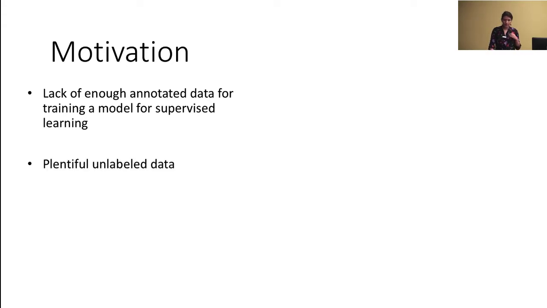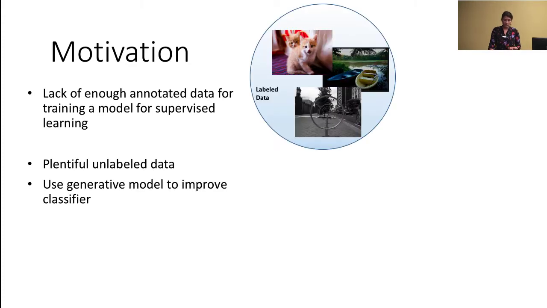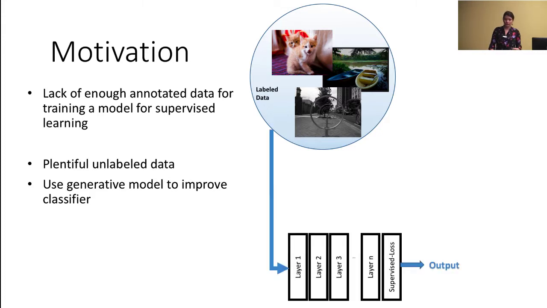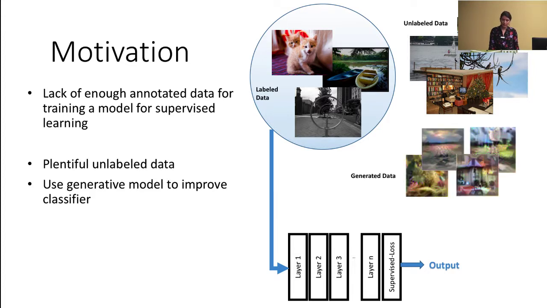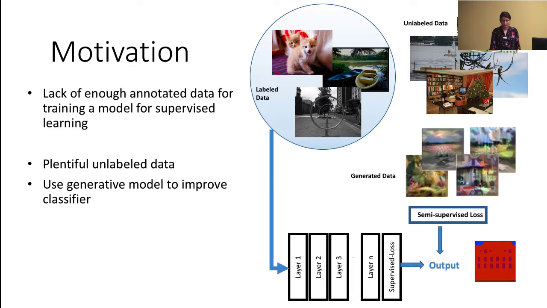On the other hand, we have lots of unlabeled data, and we want to use a generative model to improve our model. For example, if we have this labeled data, our typical and standard model in deep learning uses layers, and we have this supervised loss. Then, in addition to that, we want to use unlabeled data and also generative data, and in a semi-supervised fashion, we want to improve our results.